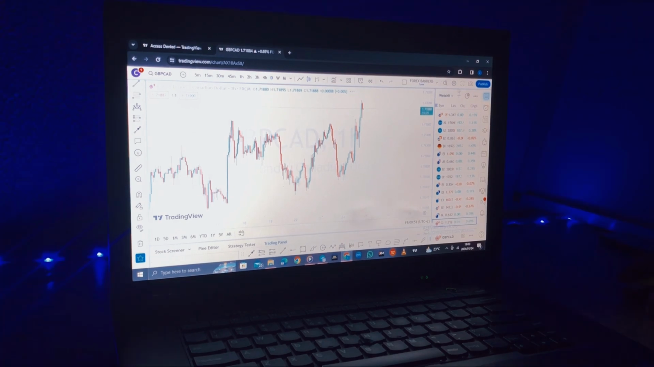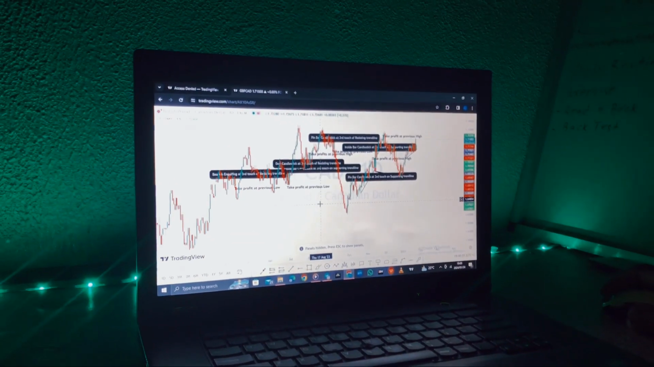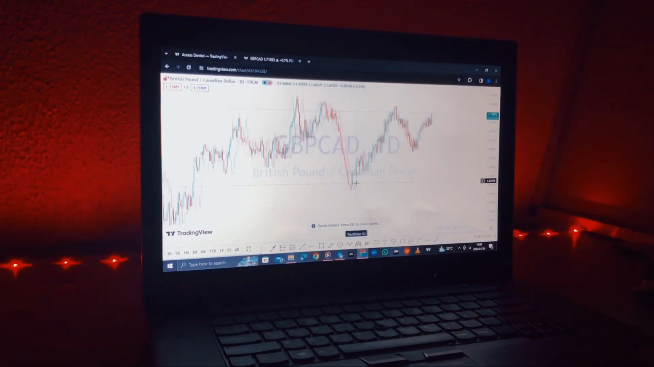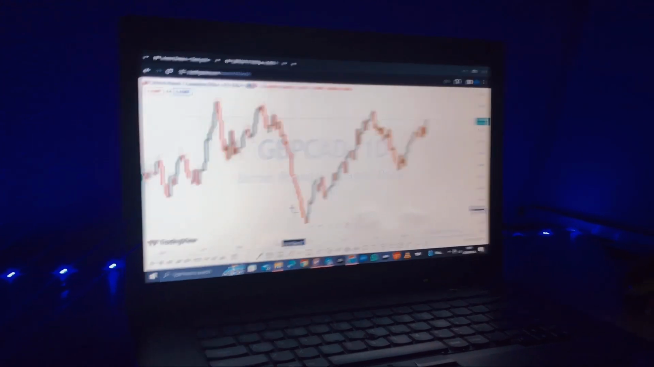Okay, yo, guys, you can see back testing, guys. When you see a chart like this, you know that a person is busy, guys. We don't play games this side, you know. We are working.